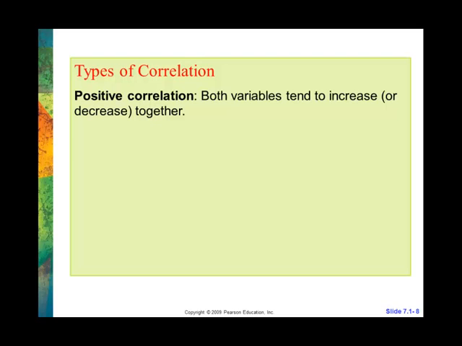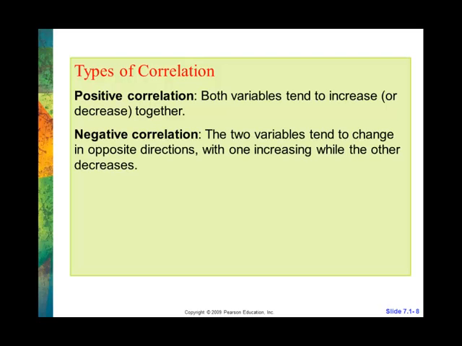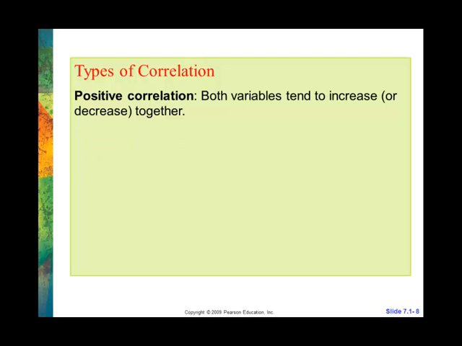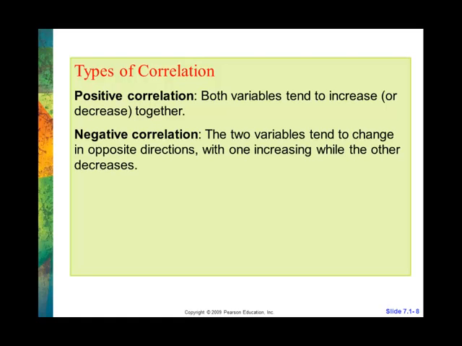So the types of correlations we have are positive, where both variables increase or decrease together. As the x value goes up, the y value goes up. Negative correlation says that as one value goes up, the other value goes down. So they go in opposite directions. As x gets bigger, y gets smaller.